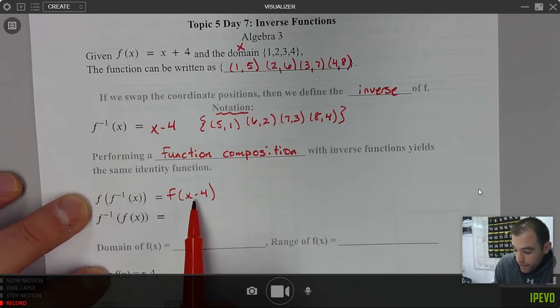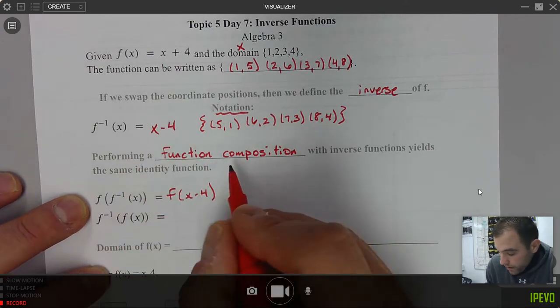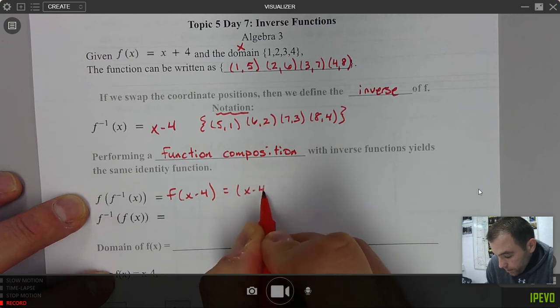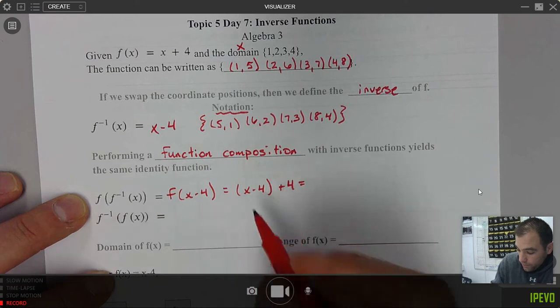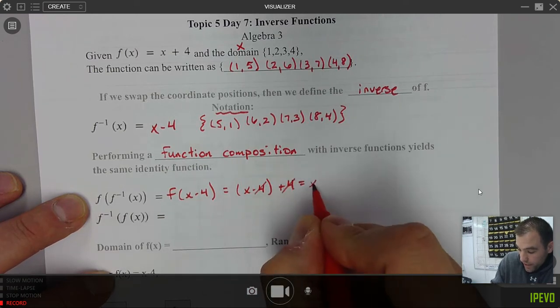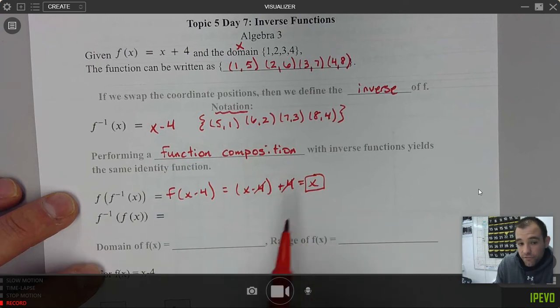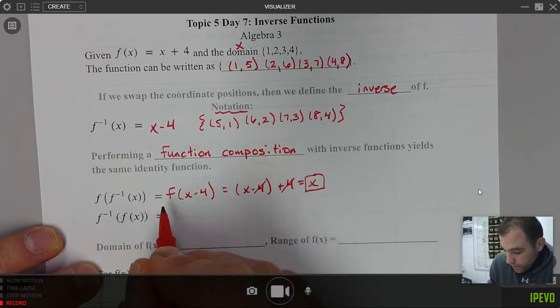And then let's say you took that x minus 4 and plugged it into f right here for x. That would give you x minus 4, then a plus 4 on the outside. And if you put that together, the 4's cancel, and you're left with just x. So this means they are inverses of each other. If you compose them, you put one inside of the other and you get x, that means they are inverses.